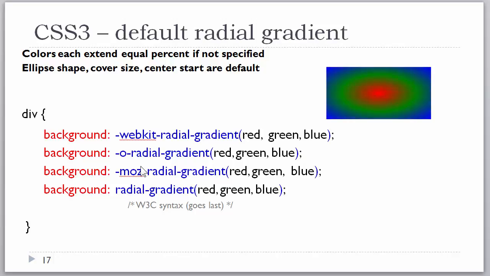And notice it's in a square. Even though it's radial, it's still inside a rectangular container, which all containers are, so you would think that it would round off at the edges, but it doesn't. If you notice, the shape is an ellipse, and it does cover the area, and it starts in the center. So these are the defaults that are set. And all we have to do is tell it the 3 colors that we want to use. Here again, you can use 2 colors or more.